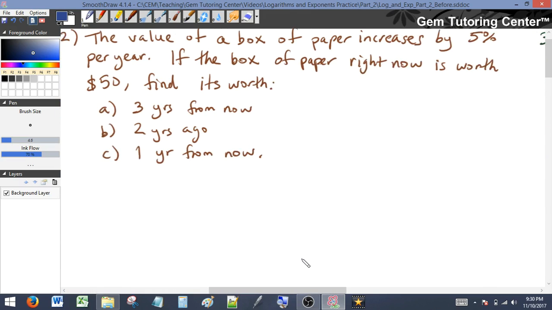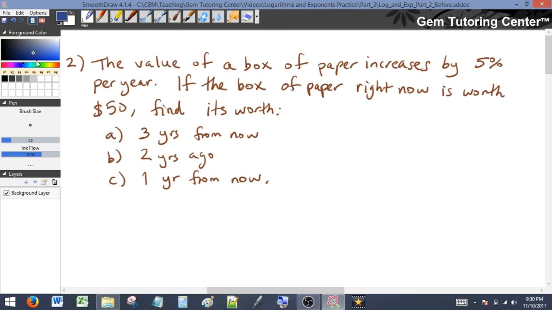Number 2. Okay, so it says here, the value of a box of paper, like the kind you'd buy at an office store or something, increases by 5% per year. If the box of paper right now is worth $50, find its worth 3 years from now, 2 years from now, 2 years ago, and 1 year from now. So let's do that.